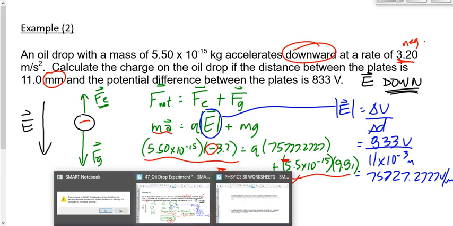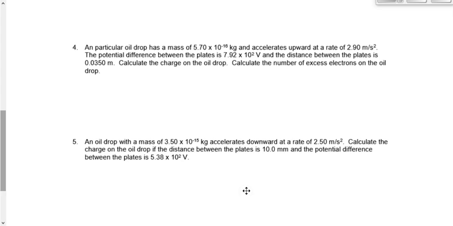Now I would like you to take a look at the last 2 questions on worksheet number 23, questions 4 and 5. Give those a shot, please.